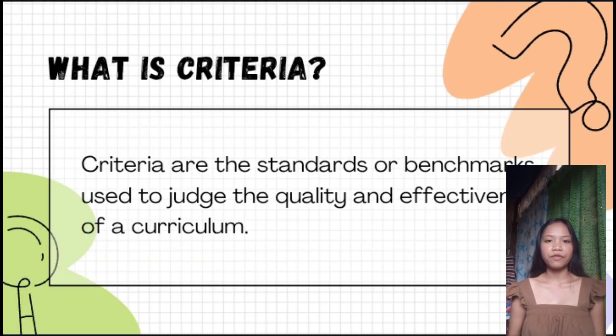Before we delve into specifics, let's clarify what we mean by criteria. In the context of curriculum evaluation, criteria are the standards or the benchmarks used to judge the quality and effectiveness of a curriculum. They provide a framework for assessing whether a curriculum achieves its intended goals and meets the needs of its students.